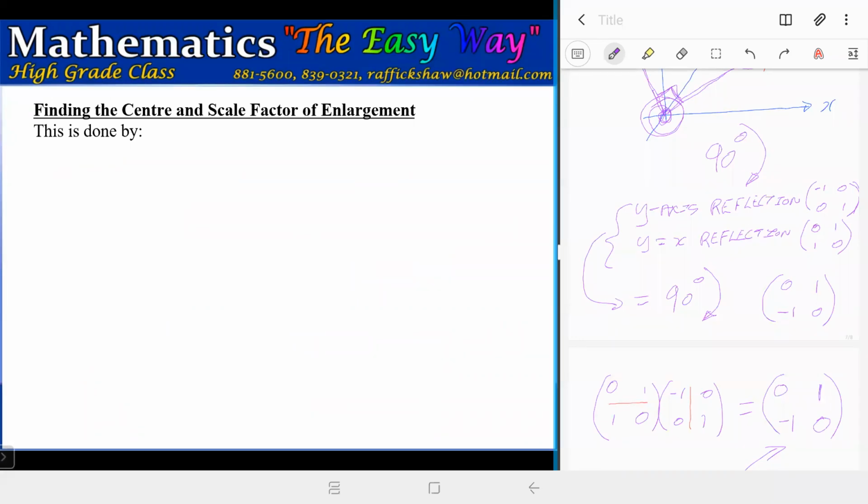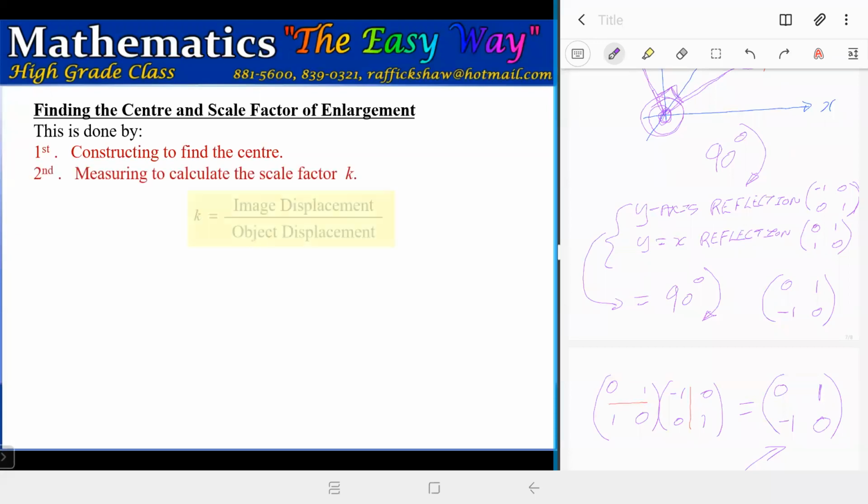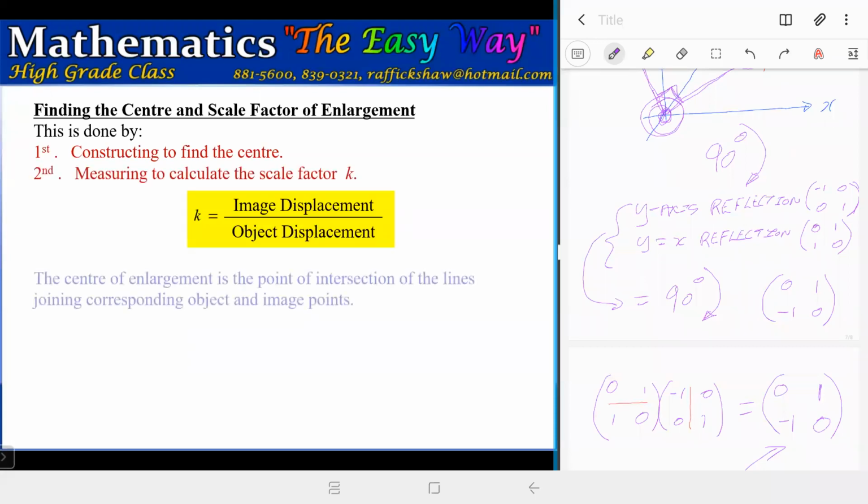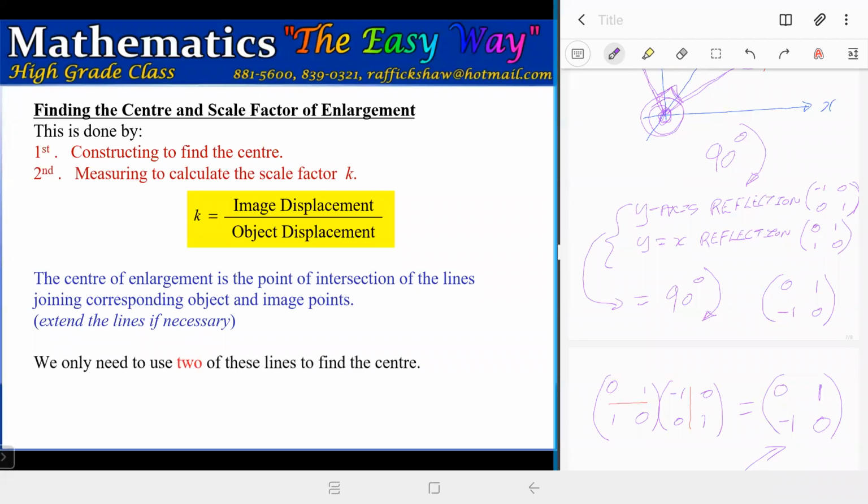It's just how large the image is over the object, so the image divided by the object. Let's look at it. To find the center, measure to find the scale factor, similar to how you find the center of a rotation. The center of enlargement is the point of intersection of lines joining corresponding points. We've been doing that all day. I extend the lines if necessary, and we use 2 lines.